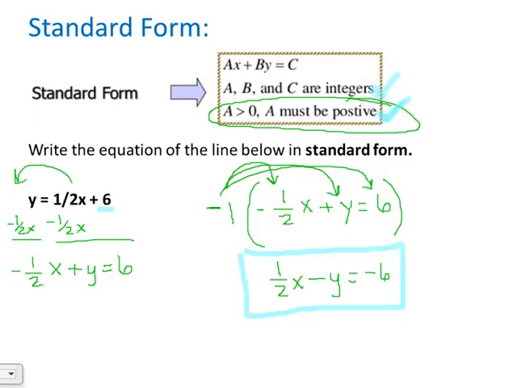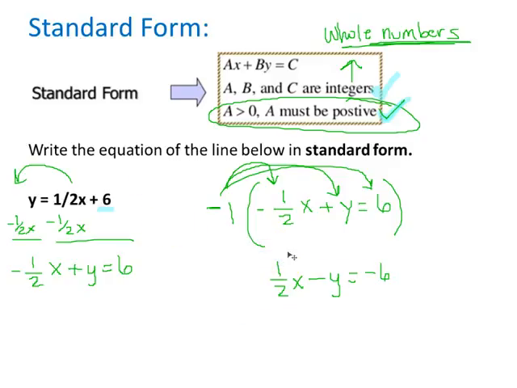Do you guys remember what integers are? Integers are whole numbers. So when we write our equations in standard form, we have to have all whole numbers, and A has to be positive. Right now we don't have all whole numbers, but we can fix that. We've got to turn 1/2 into a whole number.